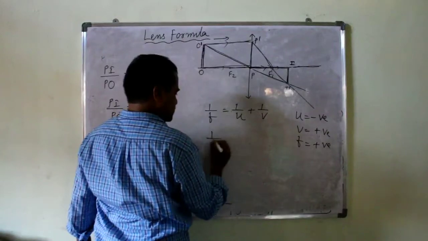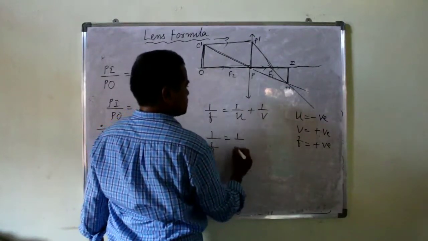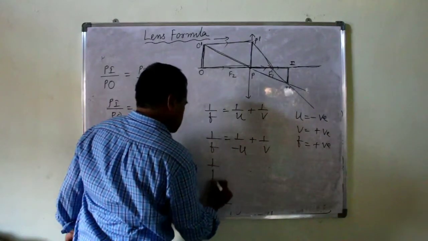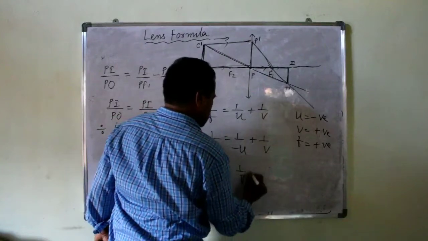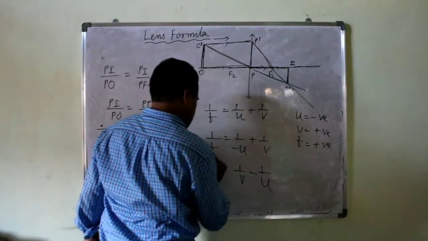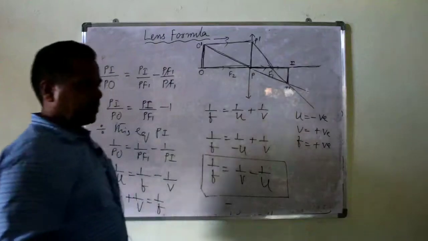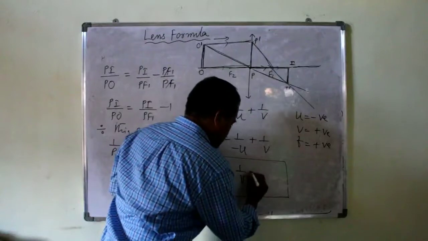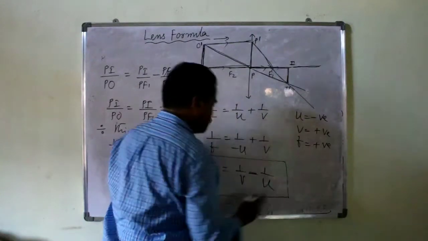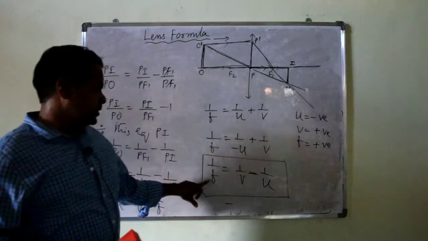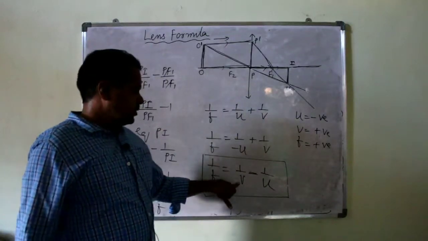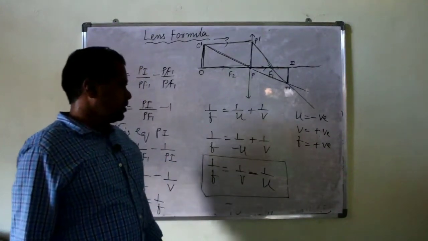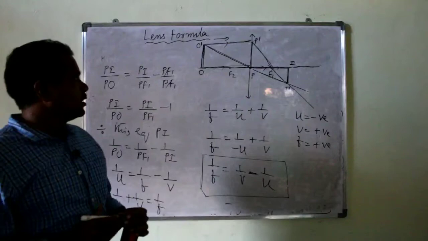So apply those sign conventions. 1 by F is equal to 1 by V plus 1 by minus U. It can also be written as 1 by F is equal to 1 by V minus 1 by U. So this is the lens formula. 1 by F is equal to 1 by V minus 1 by U. Here F is the focal length of the lens we have taken in this particular context, V is the distance of the image and U is the distance of the object. So this is the lens formula.